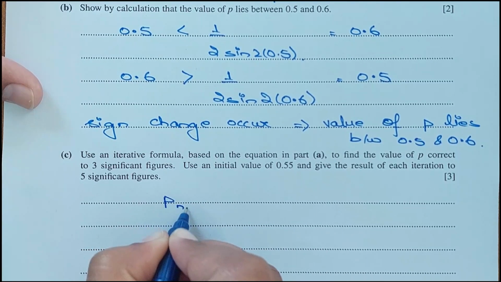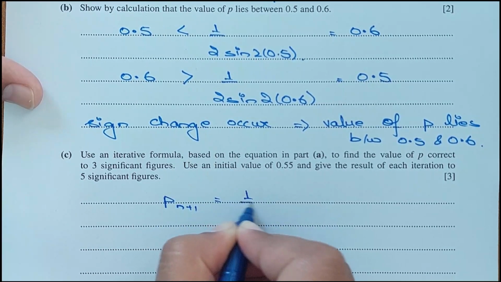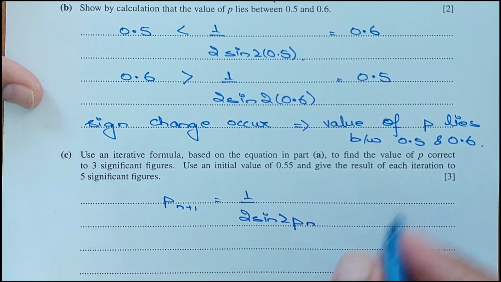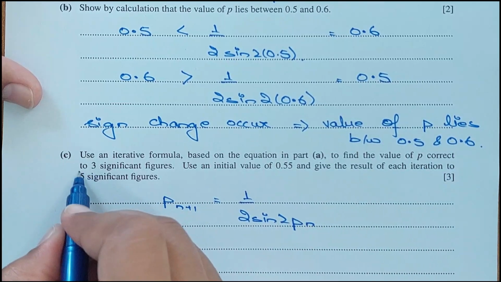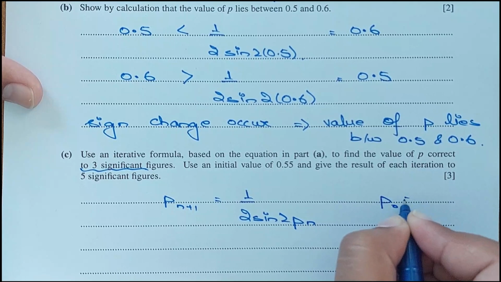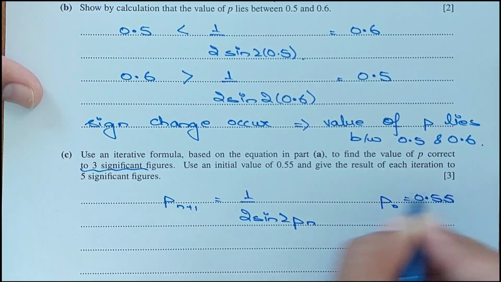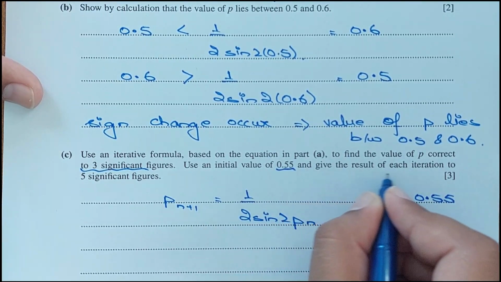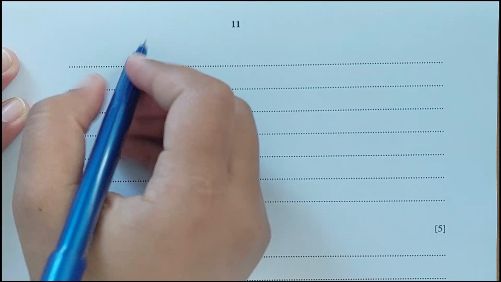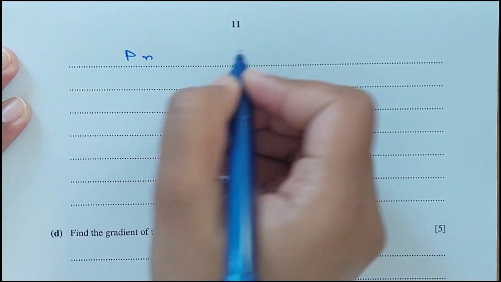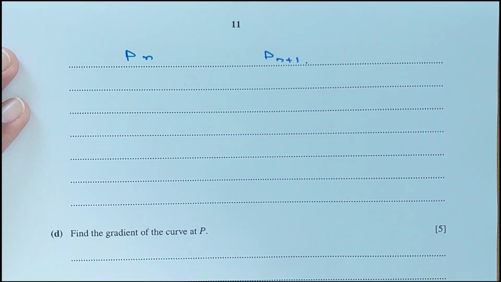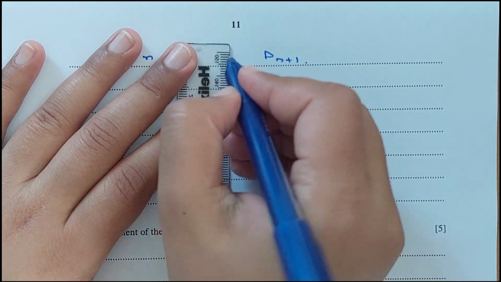Now for part C, use an iterative formula based on the equation in part A, which is Pn plus 1 equals 1 over 2 sine 2 Pn, and to find the value of p correct to three significant figures, use an initial value. So p naught we have to use 0.55, which is given, and give the result of each iteration to 5 significant figures. Right, let me make a table of values.